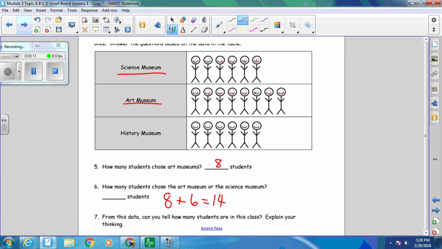From this data, can you tell how many students are in the class? Yes, they can. They just have to count everything. We have not come across a question quite like this, so it's understandable if they don't get that. Certainly number 5 we have done, and number 6 we have done.